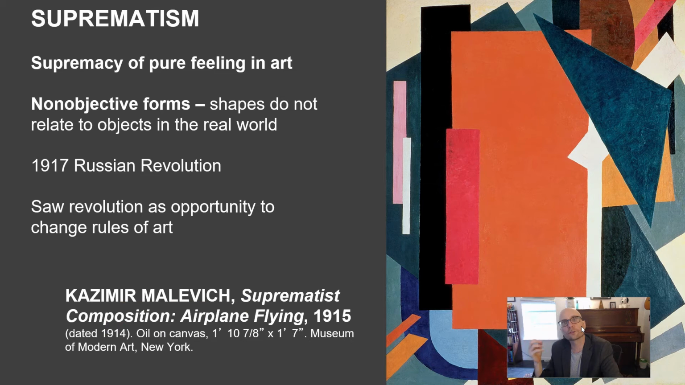During the war also, we start to see Russia start contributing very heavily to modern art. One of the major Russian movements at this time was called suprematism, which was basically that the supremacy of feeling was more important than anything else in art. The suprematists especially were really interested in purely abstract, or what we call non-objective, art. That means the shapes do not relate to objects in the real world.